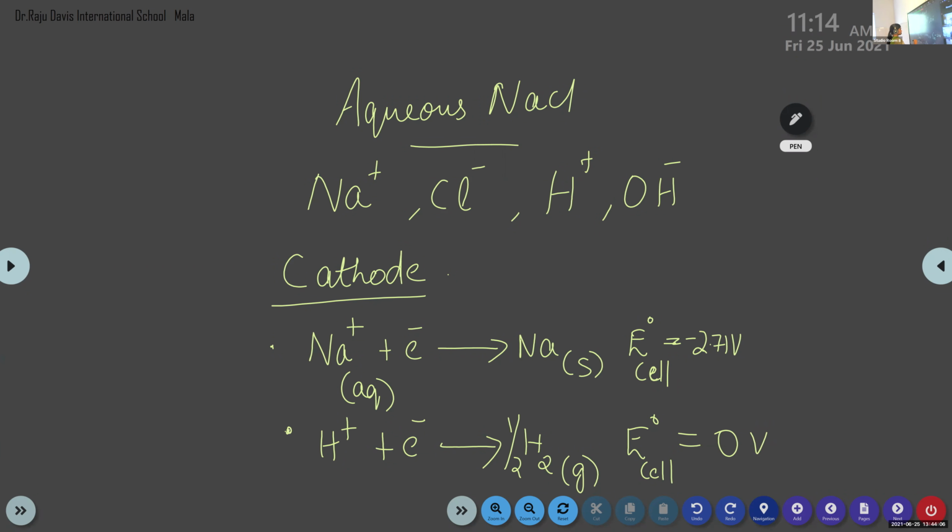So there are two possibilities of reaction at the cathode. And we have learned that the reaction with the greater standard electrode potential will take place at the cathode. That means the reduction reaction takes place with the higher standard electrode potential. So here which one can be preferred? Na plus plus electron gives sodium, or H plus plus electron gives half H2? Which one has more standard electrode potential?